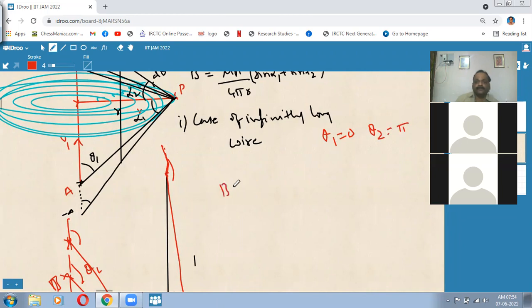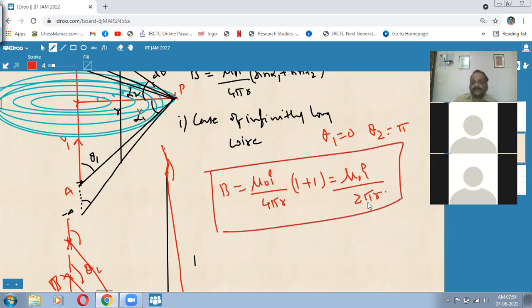Therefore, B equal to, magnitude only, the direction is given by Ampere's law, mu naught I by 4 pi r into cos 0, which is 1, minus cos pi, which is minus 1. 1 minus of minus 1 is plus 1. This is nothing but mu naught I by 2 pi r, the magnetic field at a distance r due to an infinitely long wire.